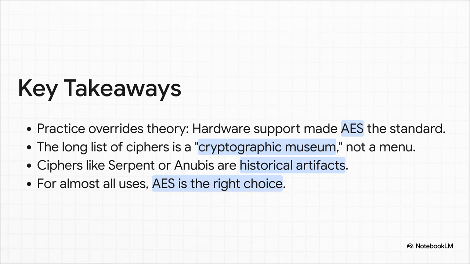So what's the big takeaway here? Well, first off, in tech, cold, hard reality, especially hardware speed, almost always beats a beautiful theory. That giant list of ciphers in Linux, it's not really a menu you're meant to order from. It's more like a cryptographic museum full of historical relics. For pretty much anything you're going to do today, AES is the answer, plain and simple. The whole system, from the chips to the code, is just built for it.